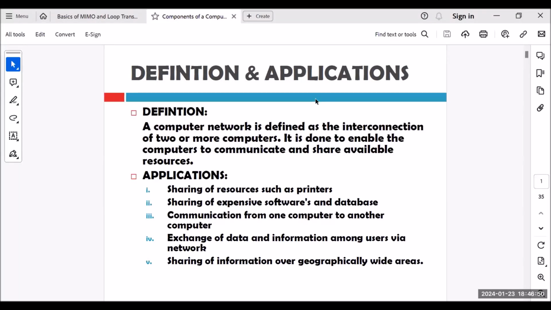Bismillahirrahmanirrahim. So today's topic is components of a computer network. Components of a computer network.